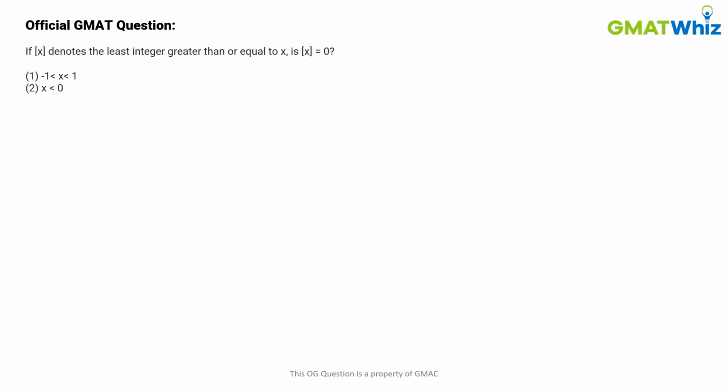In this question, we are given that box of x denotes the least integer greater than or equal to x. We have to check if the value of box x is equal to 0. Let's understand what this box x actually means. If the value inside box x is 0.5, then it will give us the value 1. And if the number is -0.5, it will give us the value 0. So this is what box x actually denotes.